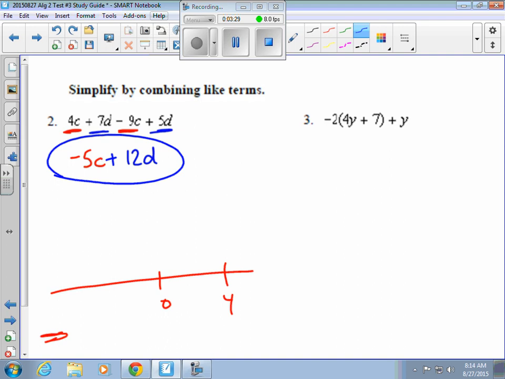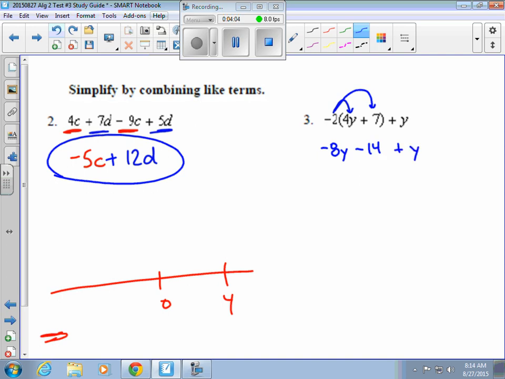Number 3, negative 2 times 4y plus 7 plus y. Simplify this first by distributing, because your order of operations says parentheses, then exponents, then multiplication and division, followed by addition and subtraction. So we have multiplication happening right there. That's the distributive property. We distribute negative 2 times 4y is negative 8y, and negative 2 times 7 to get negative 14. Bring down your plus y that's there, and then combine your like terms just like we did for number 2.